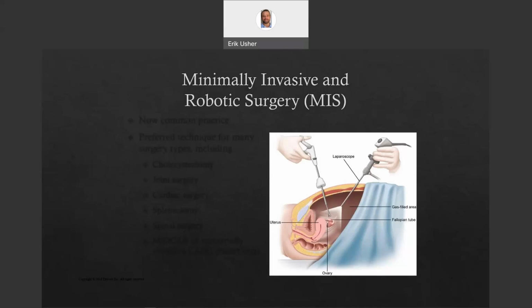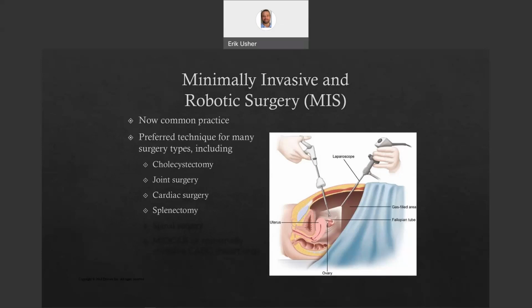When we dig into that, I had a couple of students that were able to watch some of these robotic surgeries, and it was amazing that the surgeon's 20 feet away, just staring at a little piece of machinery, and the robot's doing the surgery on that patient. So it's very common now, and that's at a really small rural hospital. It's a preferred technique, including cholecystectomies, joints, cataracts, splenectomy, and spinal surgery.